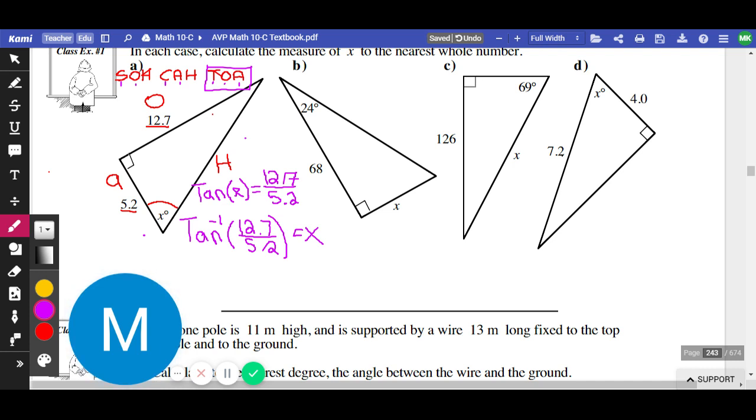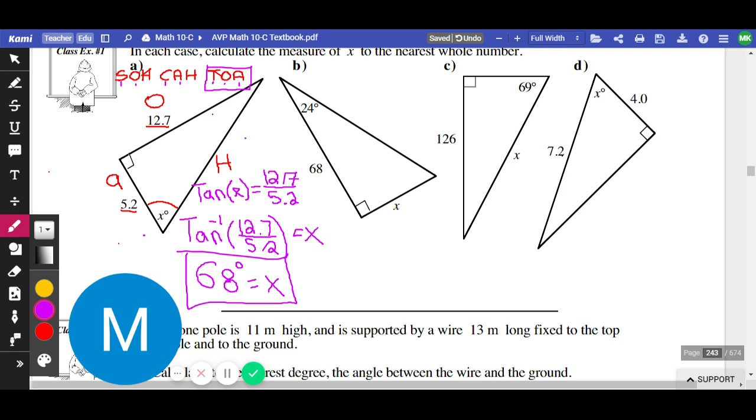No. That's too big? 66, right? 68? Okay, I'm just going to check your calculator. You're probably in the wrong mode. 68? Yeah, you probably just have the wrong mode there. Okay. I'll come look at your calculator. And you end up with 68 degrees.